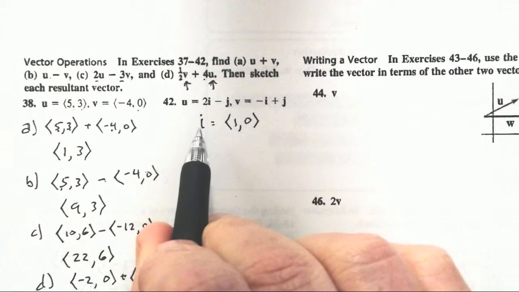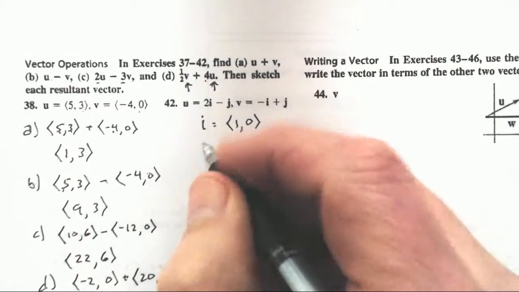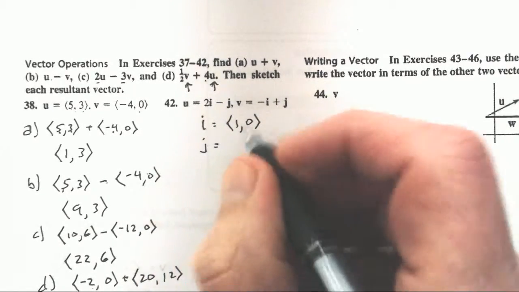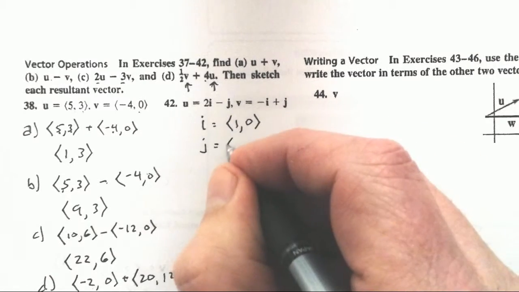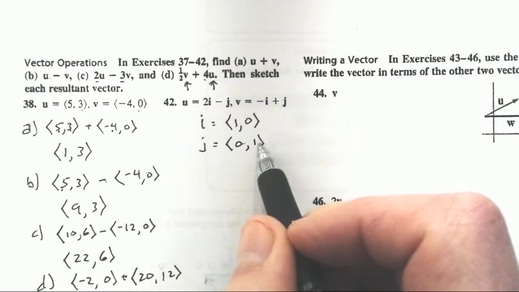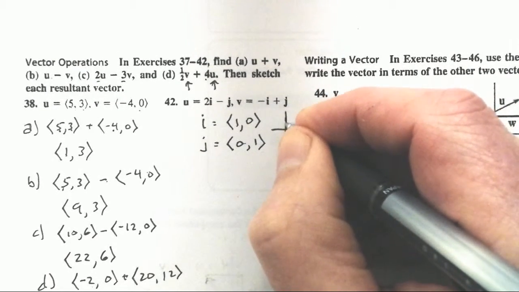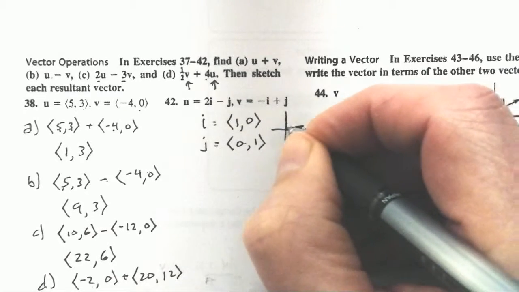I is not square root of negative 1 in vector land. I is one step to the right, no steps up. And j is 0, 1. No steps to the right, one step up. I looks like 1, 0. I looks like this.